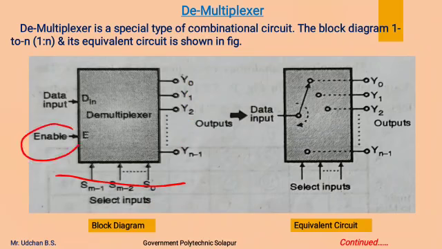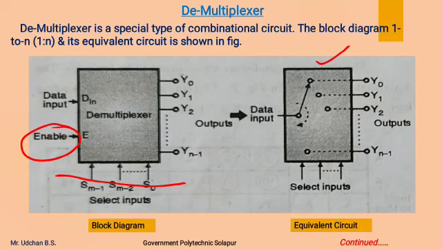There is an enable input terminal available which enables or disables the given demultiplexer. After enabling, the available data input will appear on the selected output line. When the demultiplexer is disabled, we will get a default zero output over the output lines of the demultiplexer.